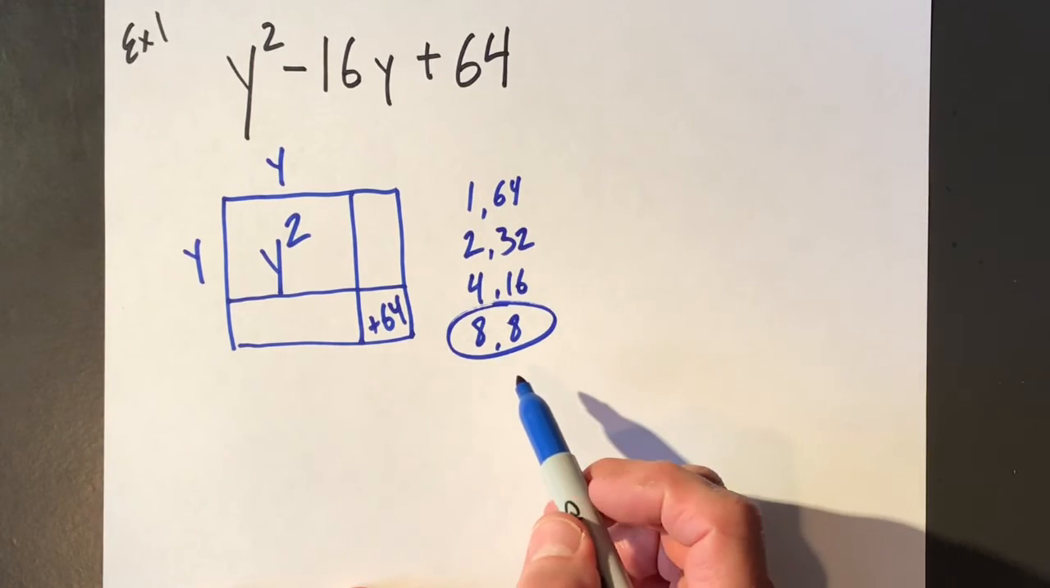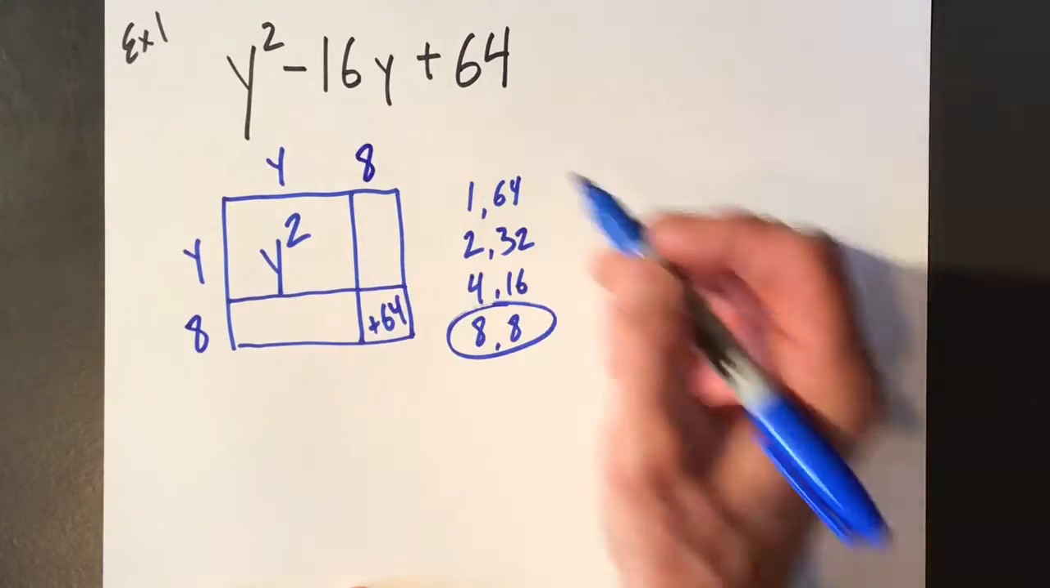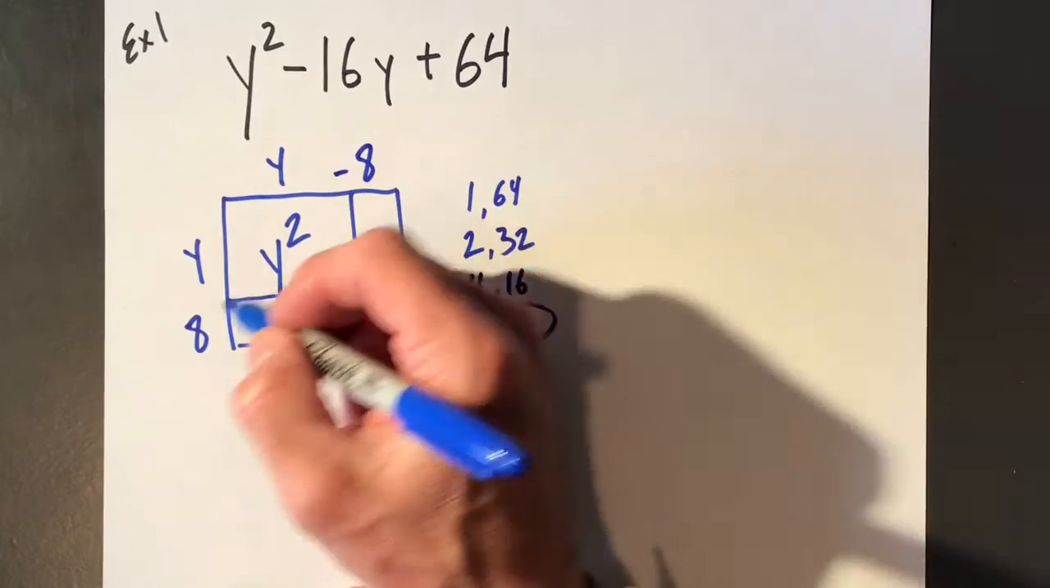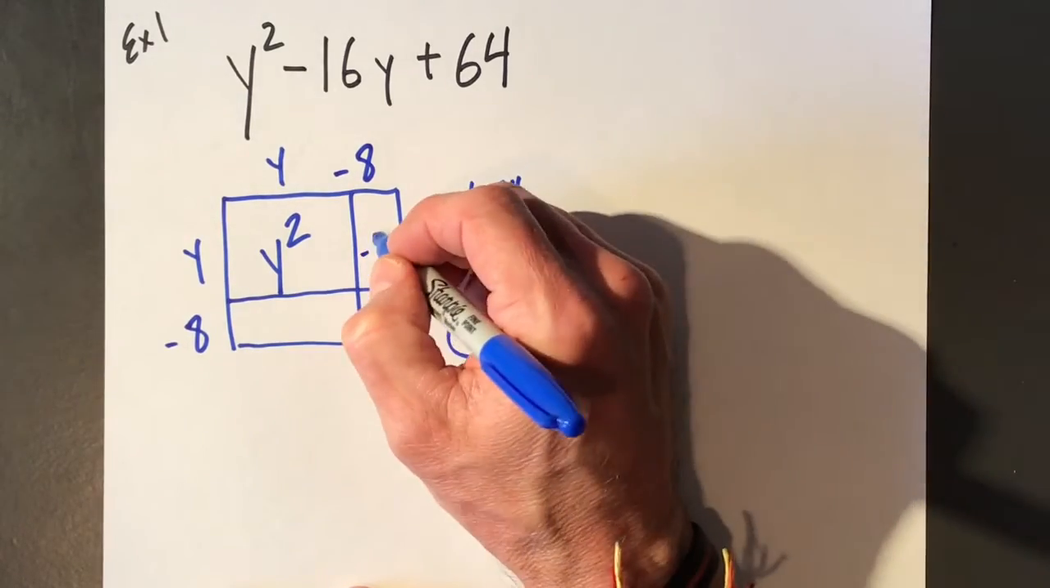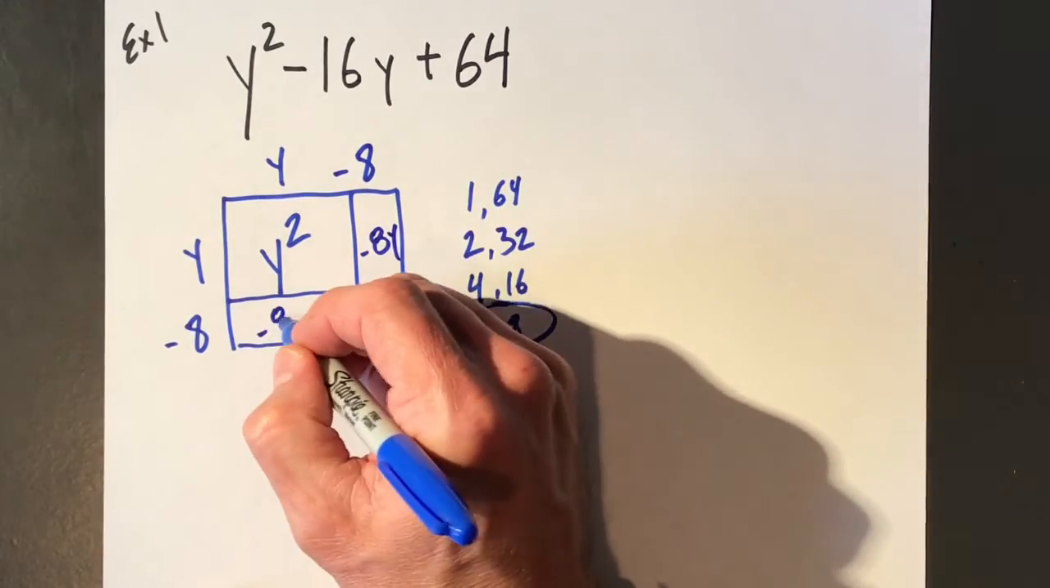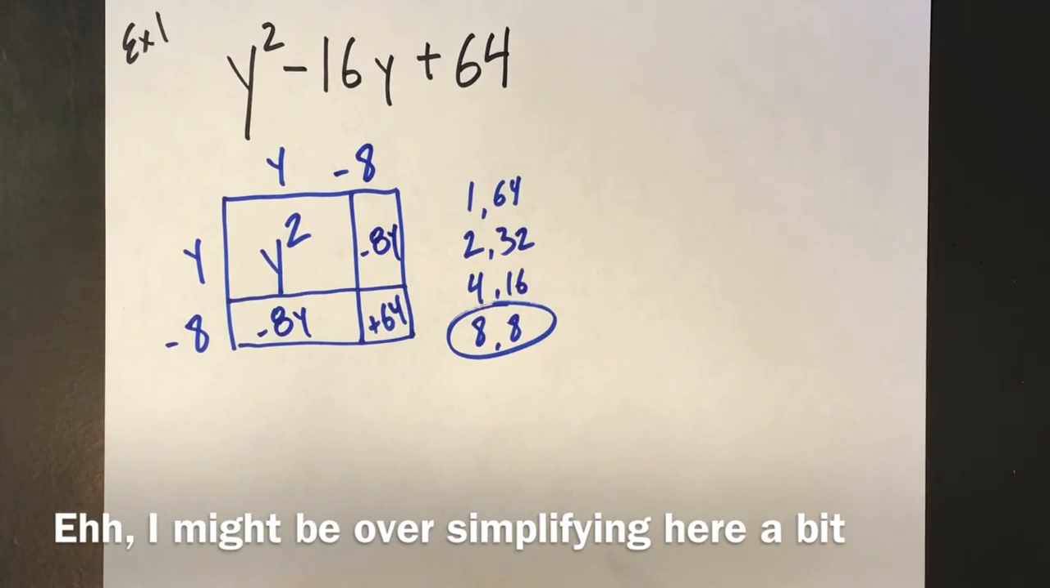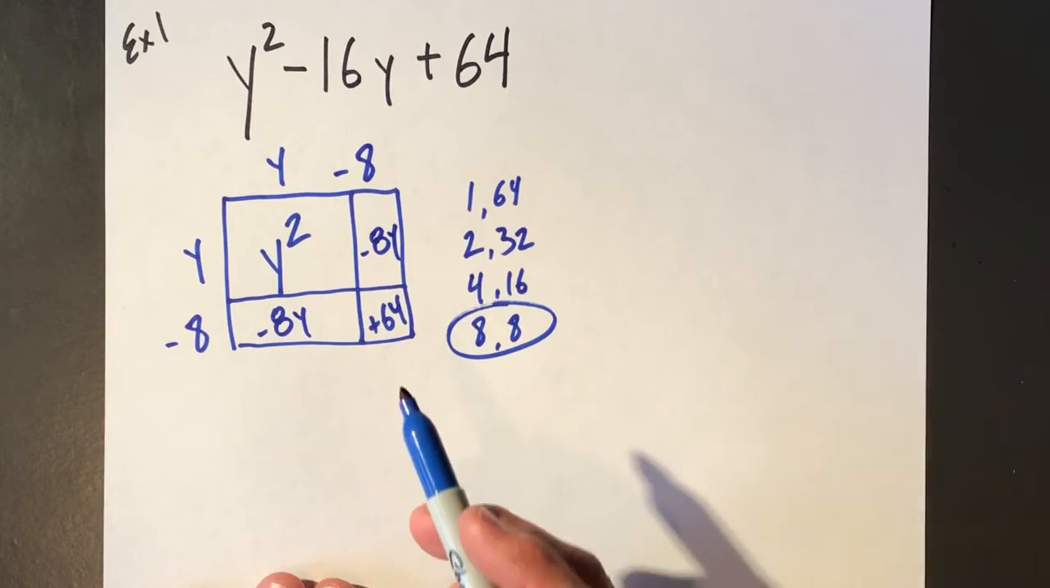Now, a couple things I need to note. If this is 8 and this is 8, and I need the two 8s to go together to become negative, both 8s have to be negative. And that makes negative 8y and negative 8y. Notice that they're the same. The fact that they're the same means it's a special case. But again, how do we finish this problem out?